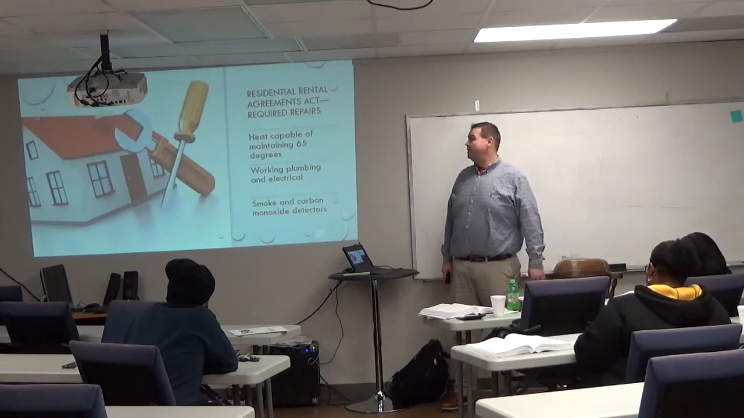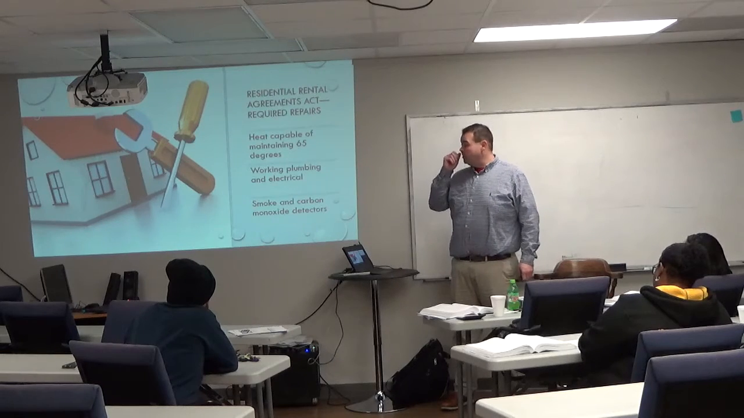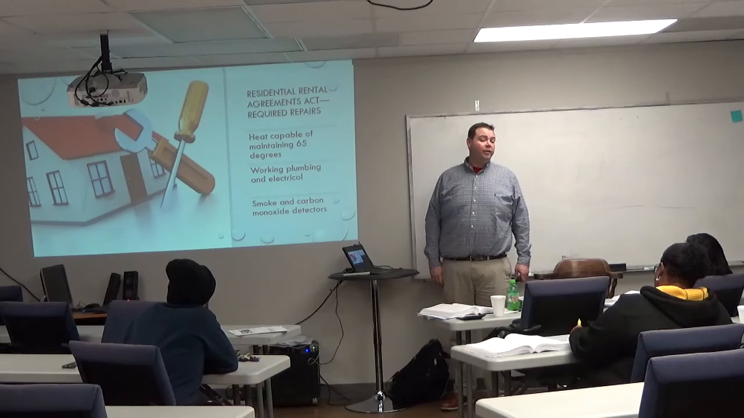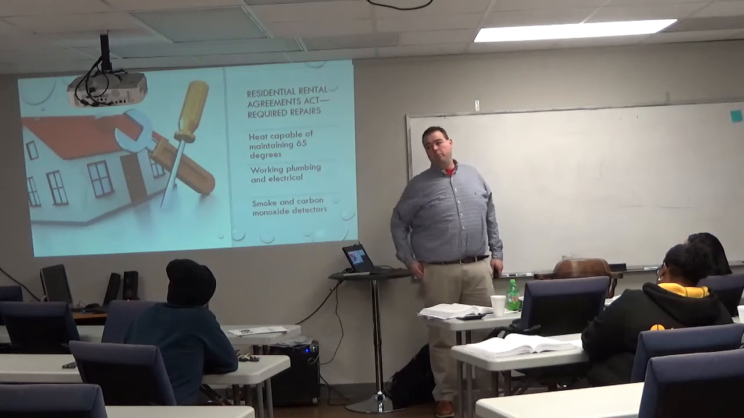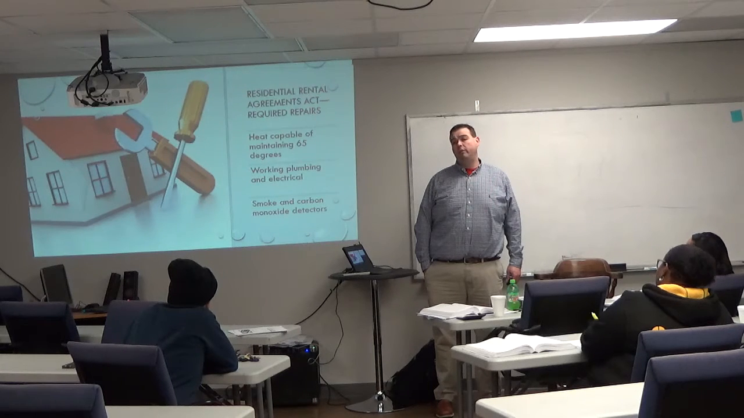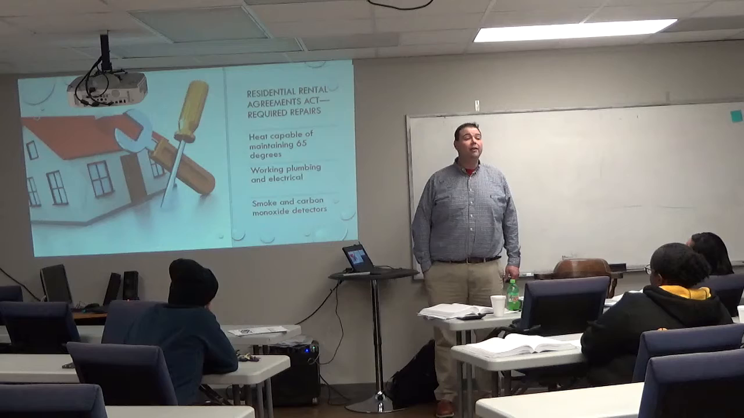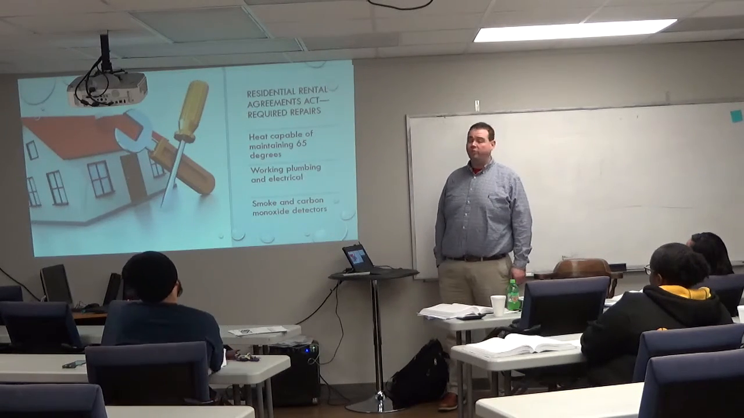Heat that will maintain 65 degrees. That is a requirement. Working plumbing and electrical systems, smoke and carbon monoxide detectors are required. The tenant has to maintain the batteries in them in most cases, but the landlord has to provide operable smoke and carbon monoxide detectors in the property. This is a good way to get sued. You have a fire start on a property that you rent out, and you don't have smoke and carbon monoxide detectors in there, and something happens to somebody, it is a very quick way to get sued, because the law requires you to have it in there and make sure they're functioning.